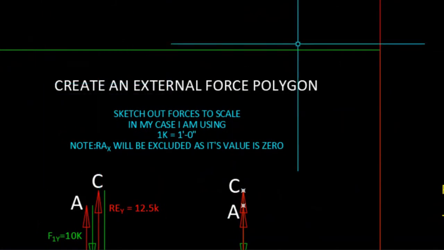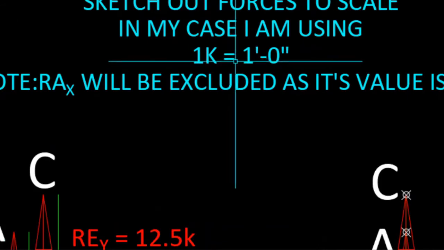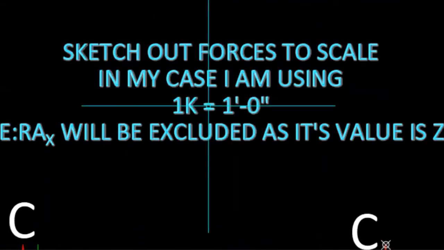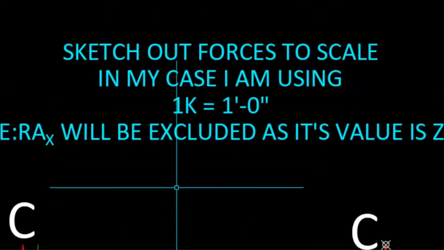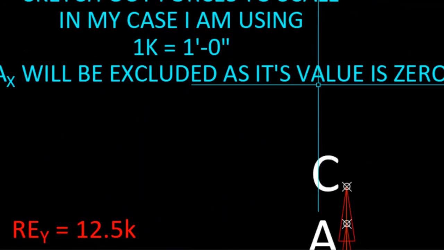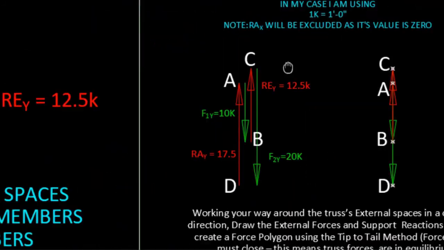Next, we create the external force polygon. Keep in mind that we are sketching these out to scale. Once again, in my case, I'm using 1K is equal to 1 foot. And also that force RAX will be excluded, as its value is 0.